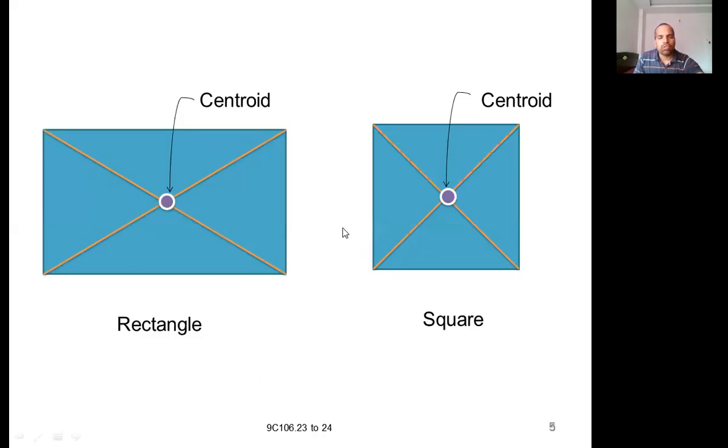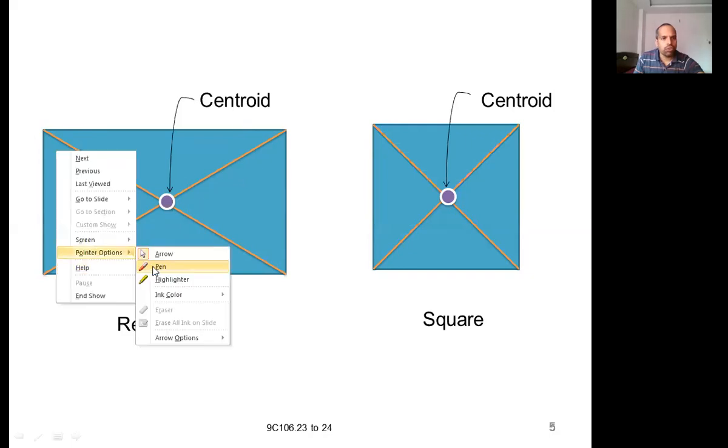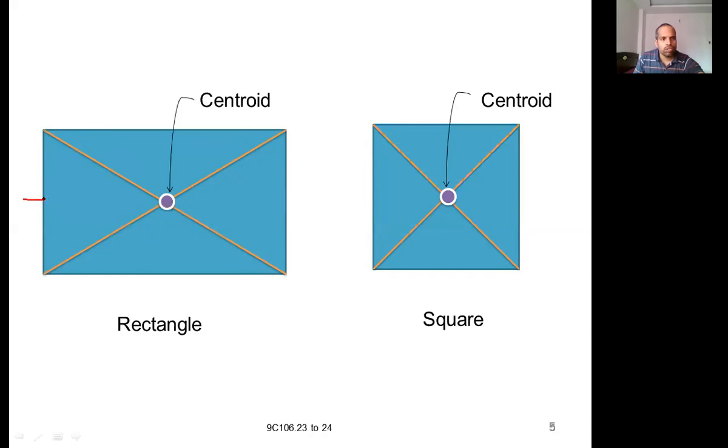So if you take a rectangle, and join the two diagonals, their intersection is the centroid. This is one method. The other method is to draw two lines of symmetry. This is one line of symmetry, and the other is another line of symmetry. Their intersection point indicates the centroid of the rectangle. So either you draw these two, or you draw two lines of symmetry, about the x-axis and about the y-axis.